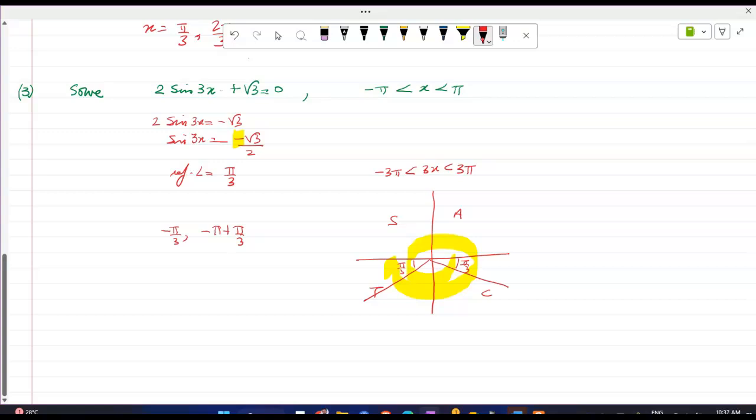Now let me generate this. So minus pi by 3 and this is minus 2 pi by 3. Now to generate the next set of solutions, this is within one cycle. So totally I know I'll get 4 solutions. Now what you do is, you subtract 2 pi.